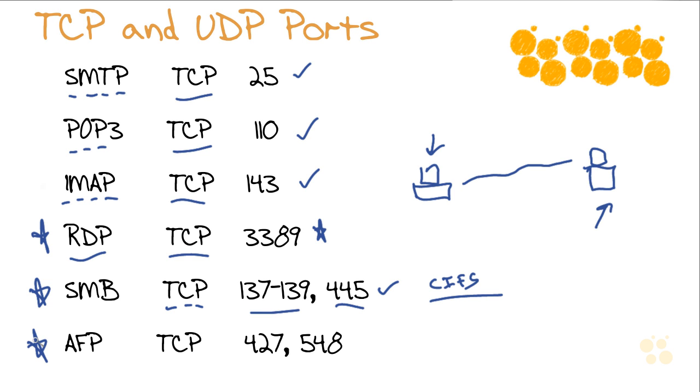Apple networks need to share files and resources on the network. So there's the Apple Filing Protocol. It uses Transmission Control Protocol. 427 and 548 are commonly used in that Apple network sharing environment. So we have a lot of ports to memorize.